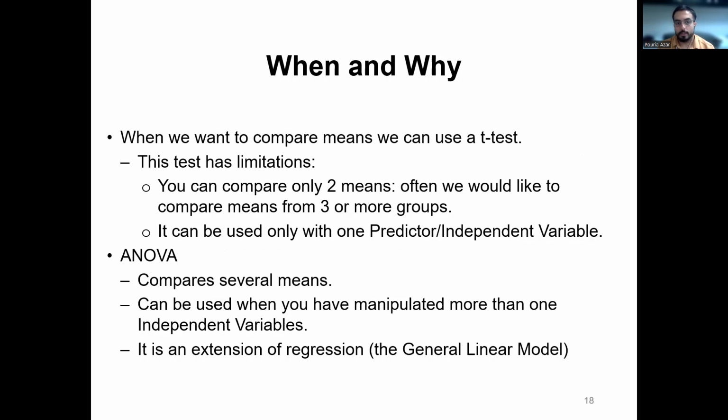So when and why? When we want to compare means, we can use a t-test. But as I said, the t-test has some limitations. We cannot use a t-test for testing the difference among more than two independent means or independent groups. That's one limitation.